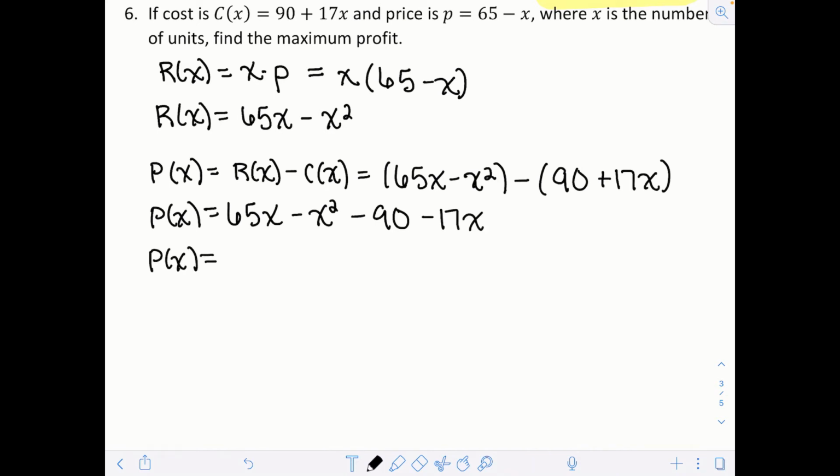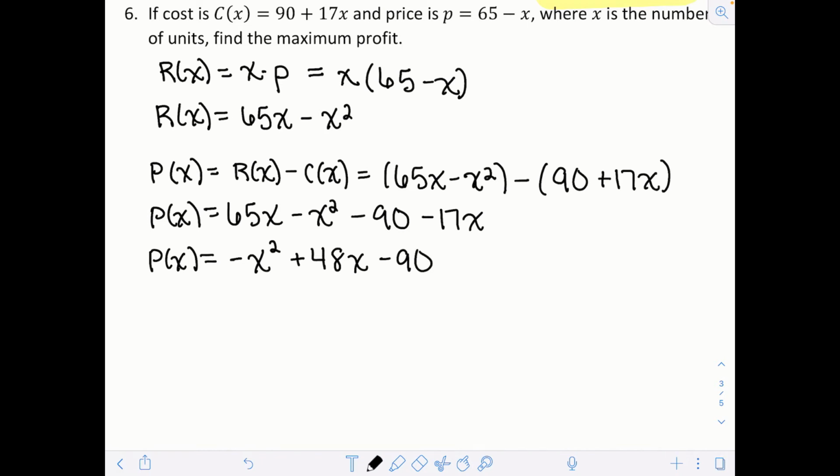So finally, we get to our profit function, which is going to be, I like to rewrite it with the largest exponent first and go down from there, negative x squared, and then we can combine the 65x minus the 17x to get positive 48x minus 90.